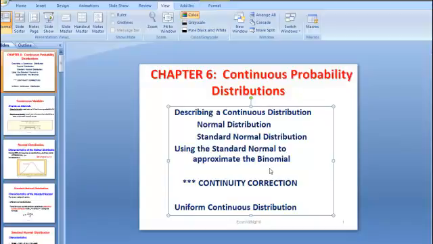And this is your lifeline for Chapter 6. Continuous probability distributions is our topic. This can be pretty challenging and a little bit difficult to get used to. It's a really important chapter, so I hope this slideshow and video will help.